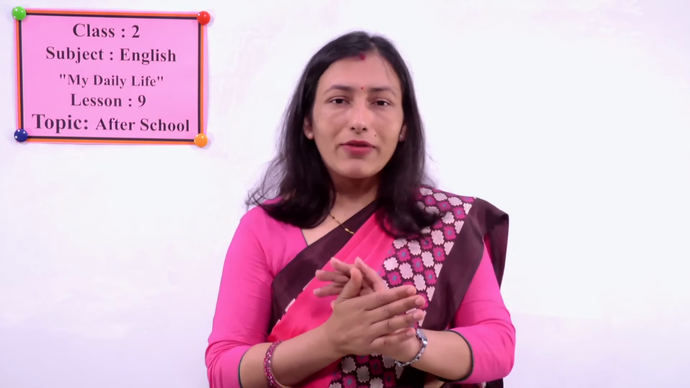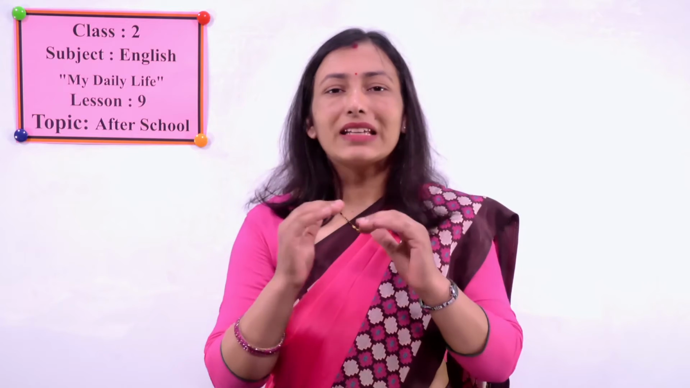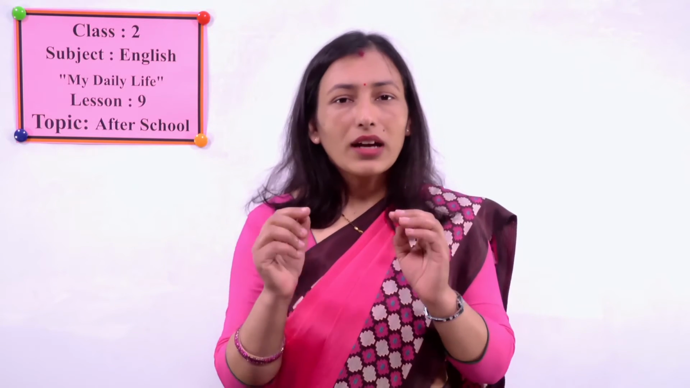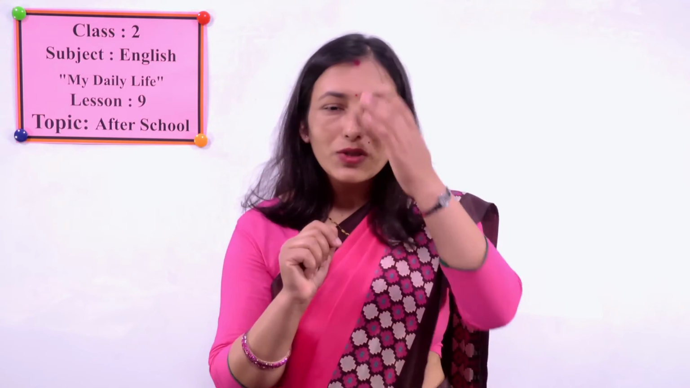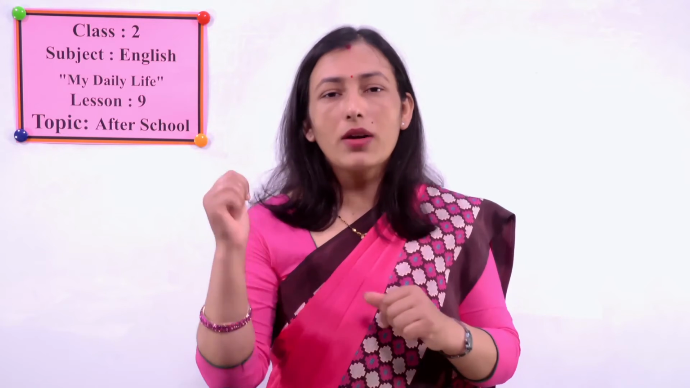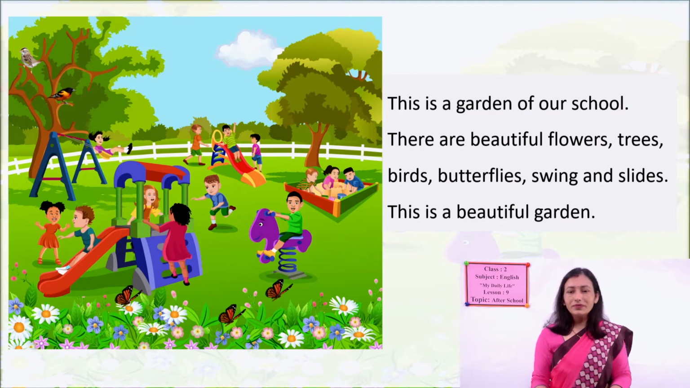Good. So now let's see what you have written. If you miss anything, you can check spellings, full stops, commas, capital letters. Check everything in your writing because I'm going to show you what you have written in your workbook. Look at here what you have written. This is a garden of our school and there is a full stop. Did you put full stop there? Check it. And the next sentence starts with capital letter T.